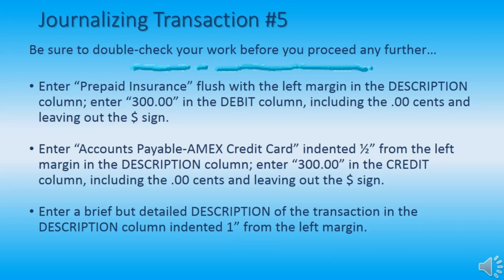You're going to enter the date. You're going to enter prepaid insurance flush with the left margin in the description column on the same row. Enter $300 in the debit column, including the 0 cents and leaving out the dollar sign. On the next line, you're going to enter accounts payable Amex credit card, indented 1/2 inch from the left margin in the description column. Enter $300 in the credit column, including the 0 cents and leaving out the dollar sign. On the line right below that, you're going to enter a brief but detailed description of the transaction in the description column, indented 1 inch from the left margin. Make sure you double check your work and make sure you understand what you're doing before you proceed on to the next slide, where we relate transaction 5 to a QuickBooks entry.